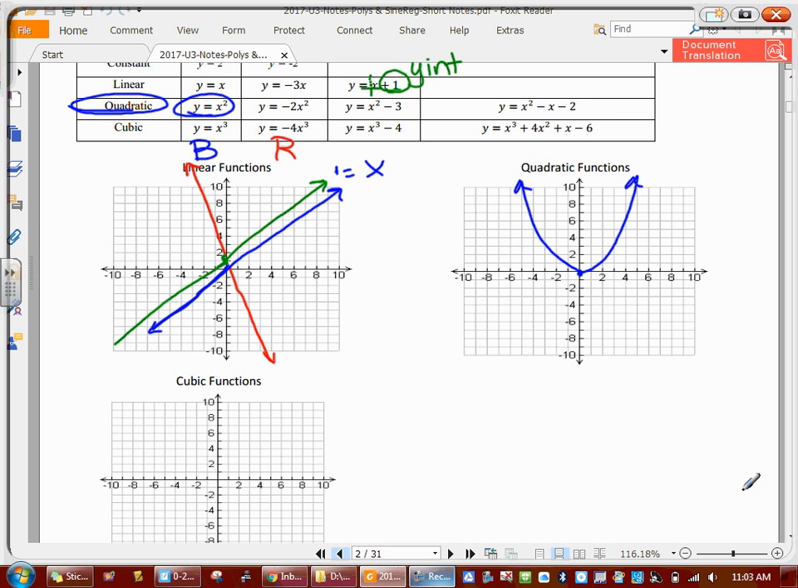And now I'm going to go to my red. Now my red is saying y equals negative 2x squared. If we remember what a positive and a negative do, what's that negative sign going to make this graph do?